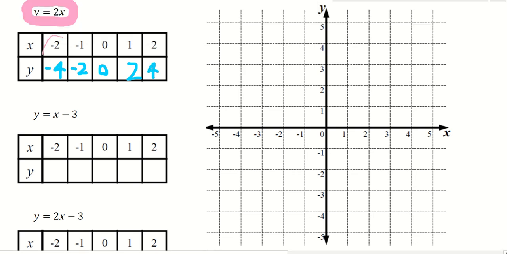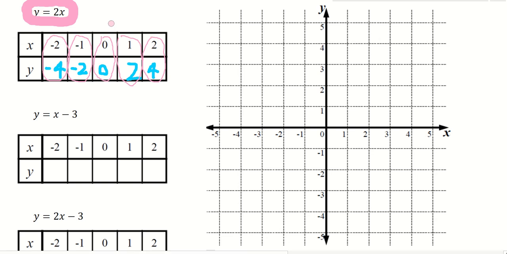Okay? So that is a point. So when x is -2, y is -4. This is another point. When x is -1, y is -2. This is another point. When x is 0, y is 0. Okay, you get the picture? When x is 1, y is 2, and when x is 2, y is 4.